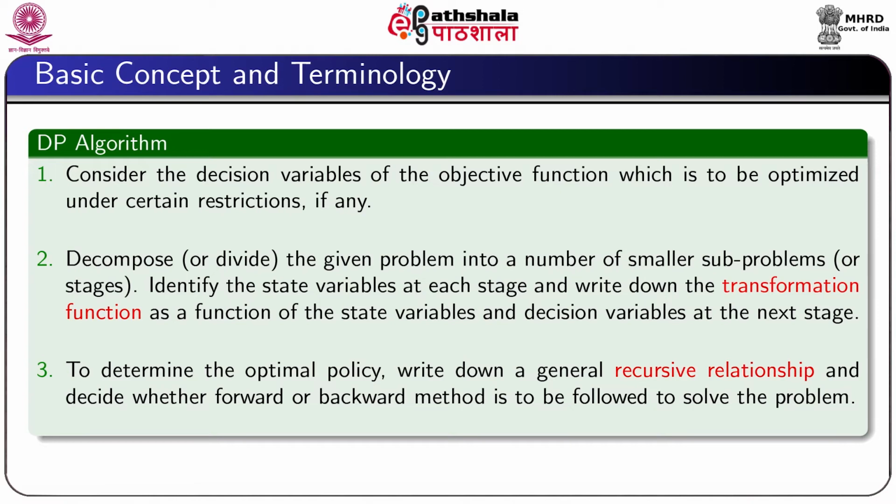Step 3, write down a general recursive relationship for computing the optimal policy, and then decide whether forward or backward method is to follow to solve the problem.